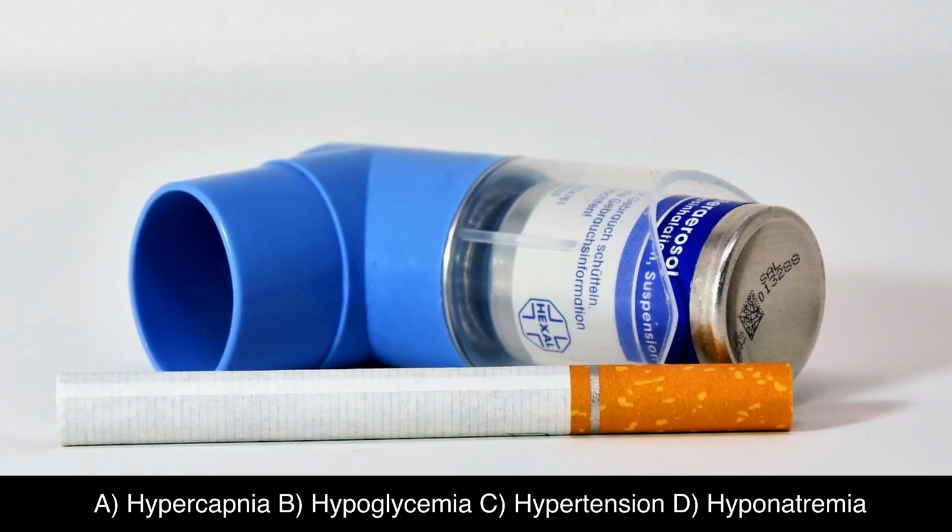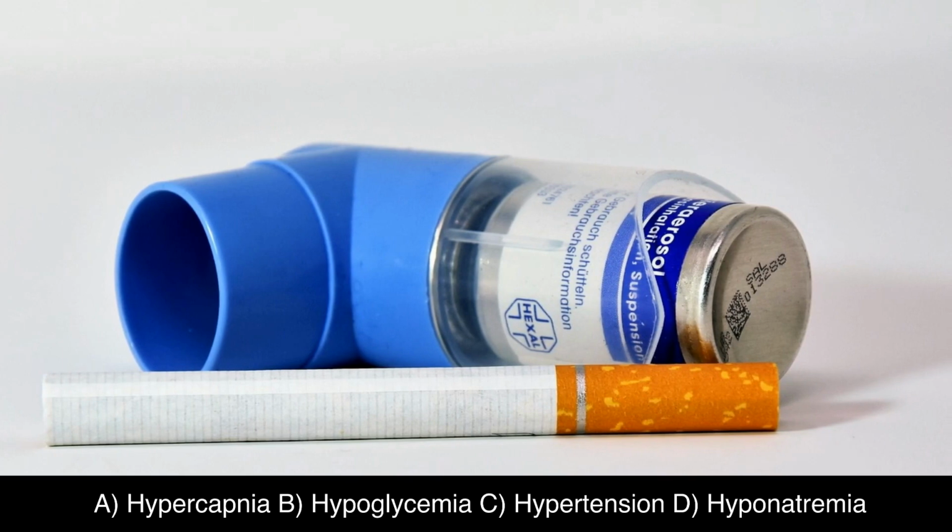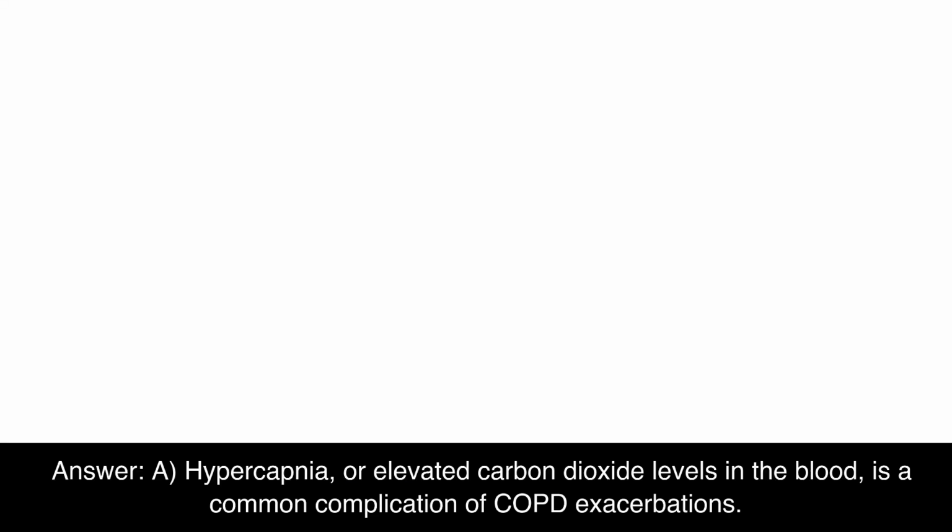Question 20. Which of the following is a common complication of COPD exacerbations? A. Hypercapnia. B. Hypoglycemia. C. Hypertension. D. Hyponatremia. Answer. A. Hypercapnia, or elevated carbon dioxide levels in the blood, is a common complication of COPD exacerbations.